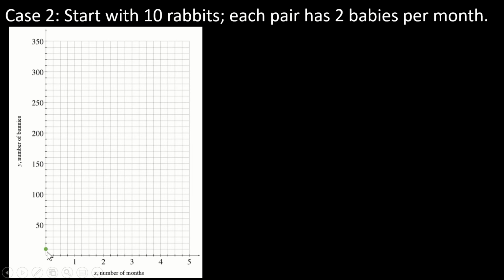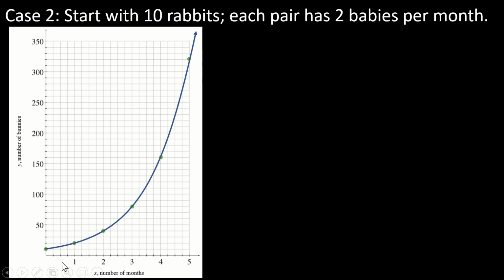So if we did that, we would start here with the 10, and then after a month went by, we would go to 20. And then after another month, there's 20 pairs there, so each one of those is going to have two babies. So we're going to double the number of rabbits again. We're going to go to 40, and then 80, and then 160, and the last one I fit up here is 32. So this is the pattern that we're seeing, and we can connect the dots if we want to do that.